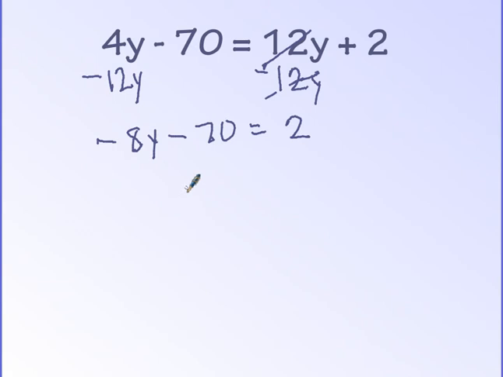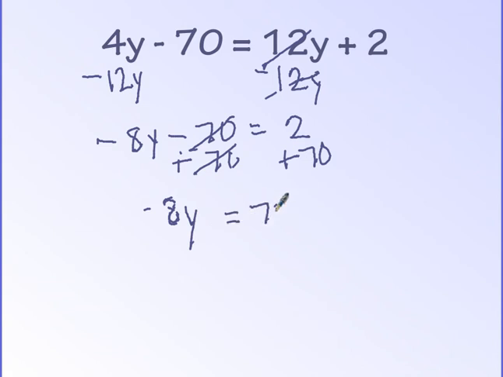Step 4 is to get rid of your constant. Here's our minus 70, so we're going to add 70 to both sides. These will cancel, and I get negative 8y equals 72. And of course, my last step is to divide by my coefficient to get rid of my negative 8, and I get y equals negative 9.